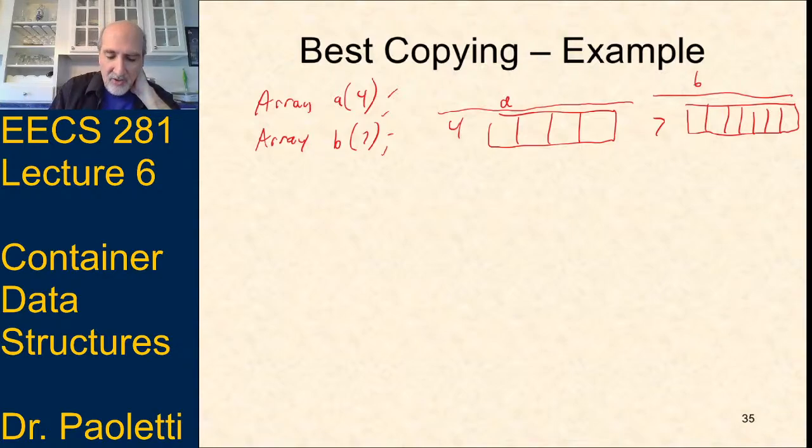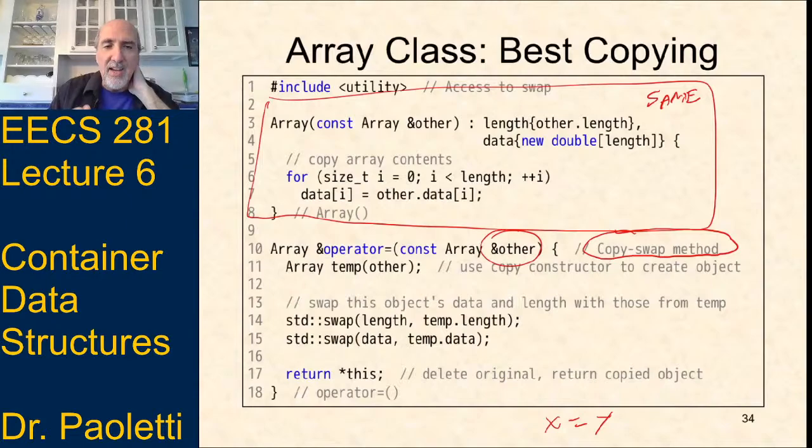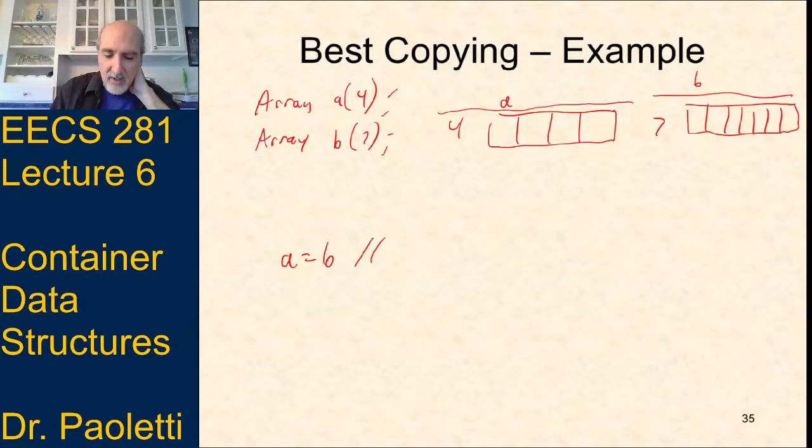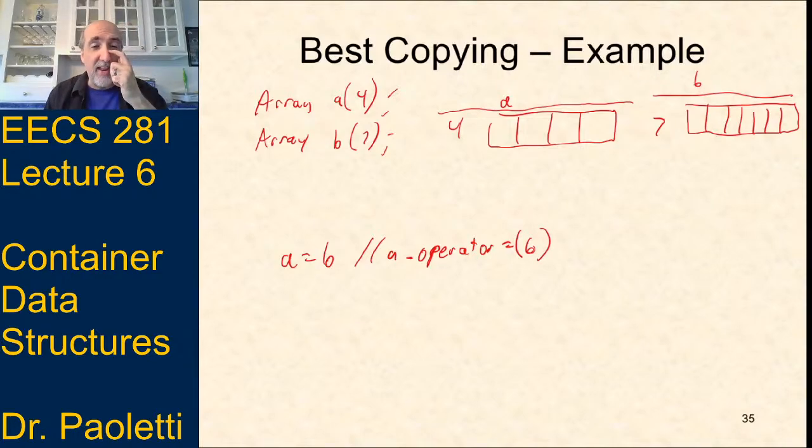Now, what happens when I say A is equal to B? Well, when I say A equals B, it calls the operator equals. It's the same as saying A, call your operator equals with B as the parameter. That tells us who's the current object. A is the current object, B is other. So when we talk about other, other is just another name for B.